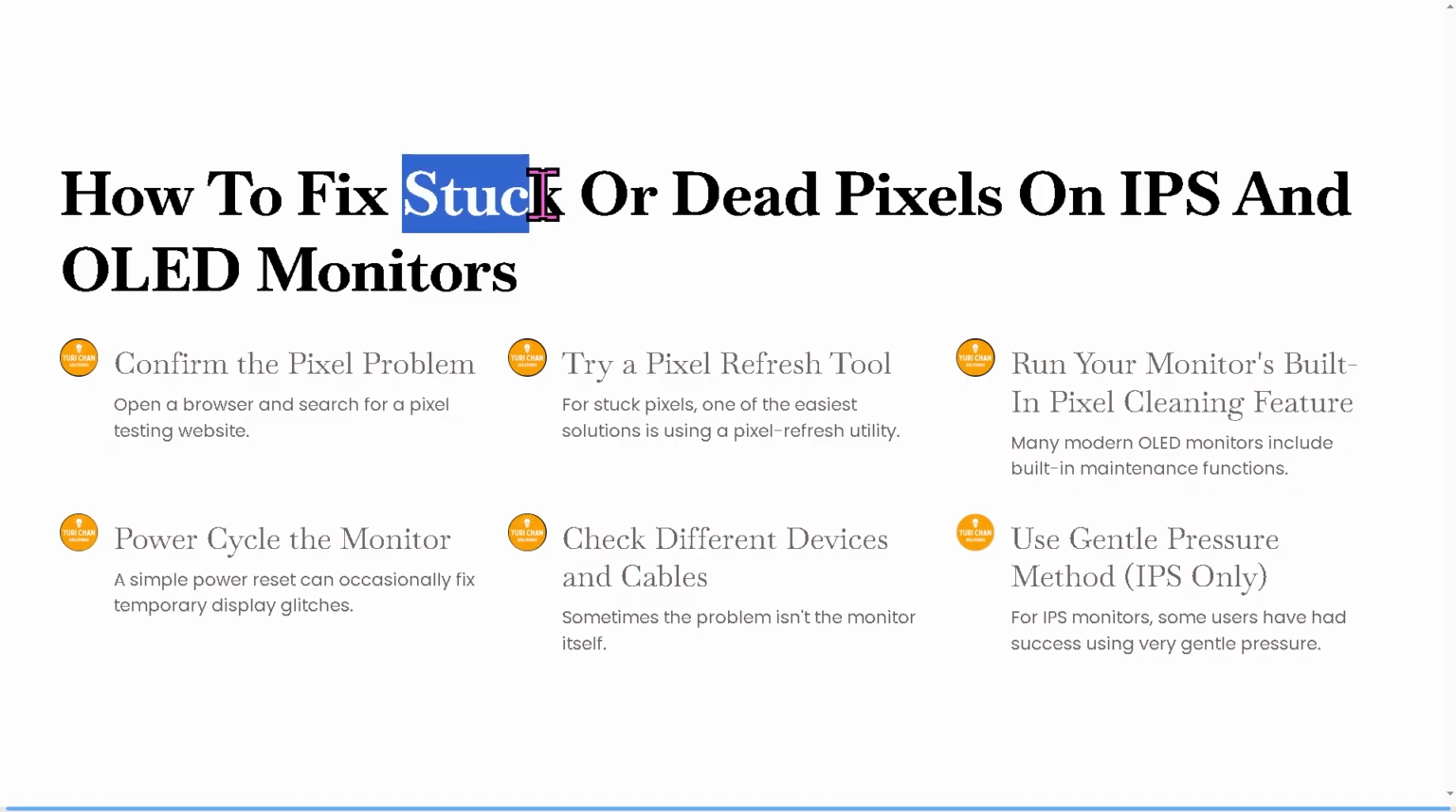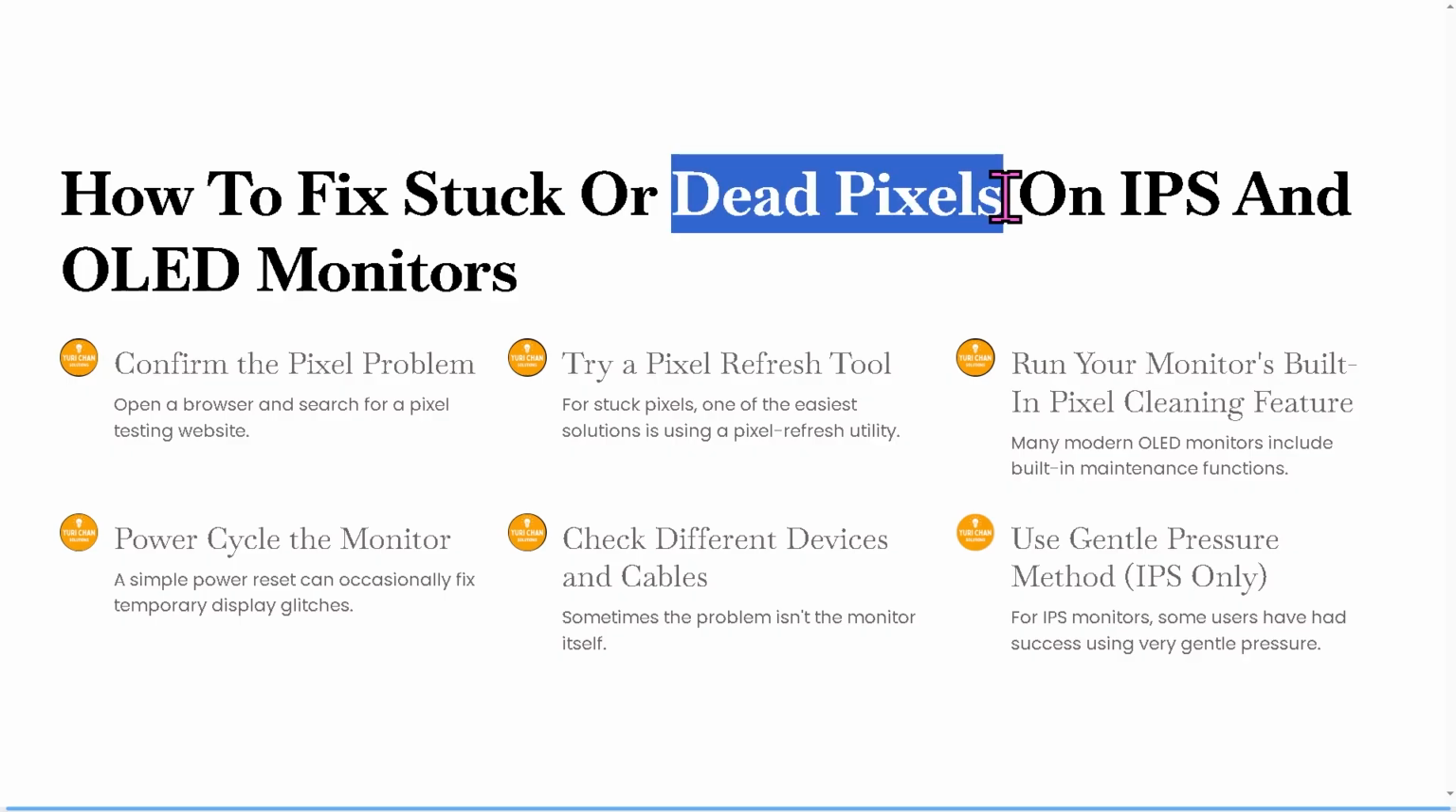A stuck pixel is a pixel that remains fixed on one color, such as red, green, blue, white, or another color. Since the pixel is still receiving power, it can sometimes be restored. Now, a dead pixel is completely inactive and usually appears black. In many cases, dead pixels are caused by hardware failure and may not be repairable through software methods.